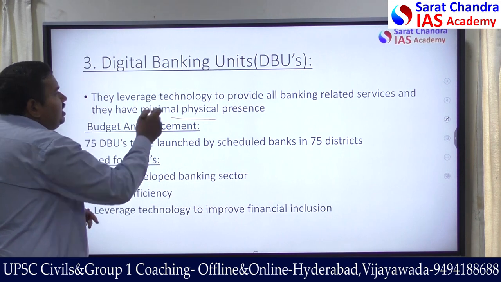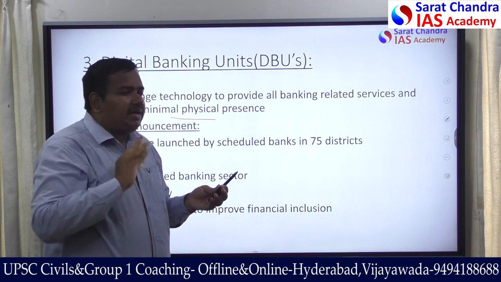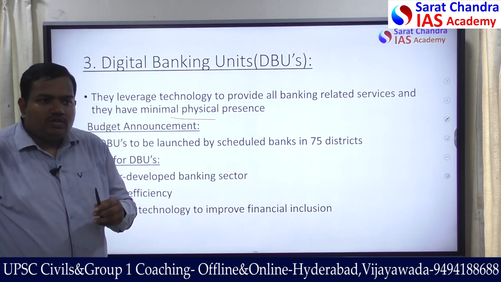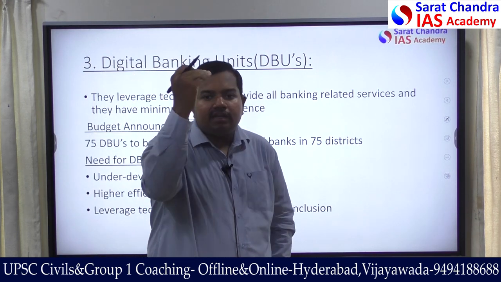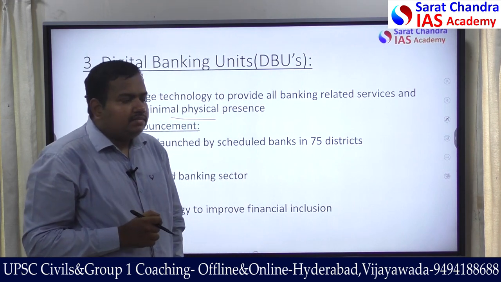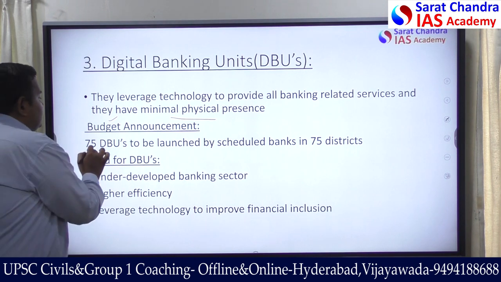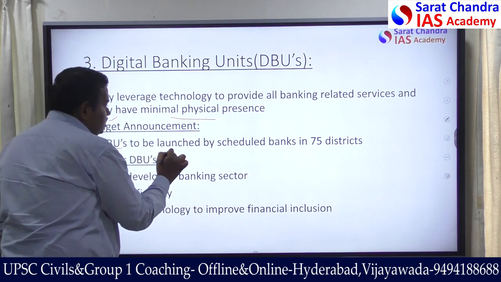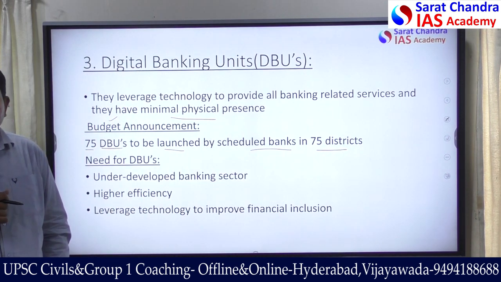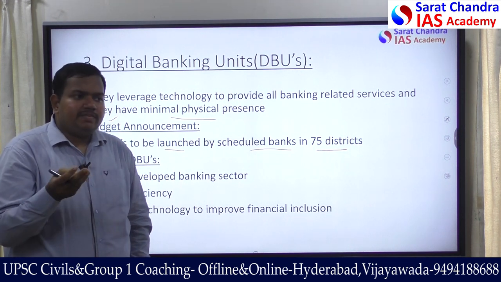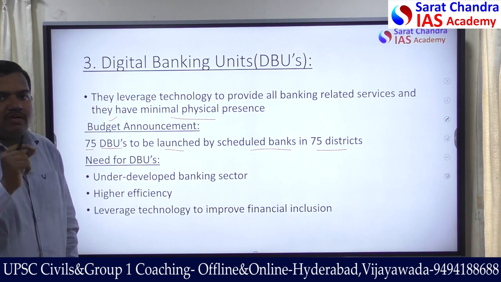So digital banking units are units just like a digital bank. These units are going to be established by already scheduled banks. If a scheduled bank is going to establish one digital bank like thing, we are going to call it a digital banking unit of that scheduled bank. Okay. So what is the budget announcement with respect to digital banking units? 75 digital banking units to be launched by scheduled banks in 75 districts. So in 75 districts of India, already scheduled banks, meaning SBI, ICICI, etc., are going to launch 75 digital banking units.